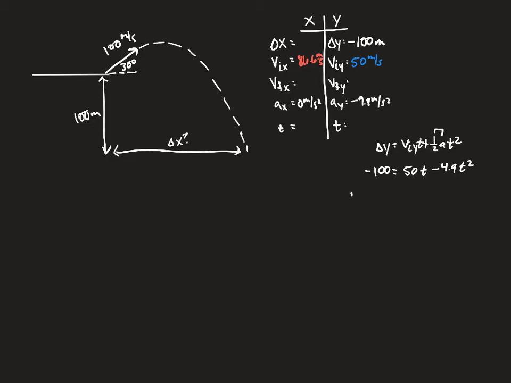Because if I do that, I get 4.9t squared minus 100 equals 50t. And I did that last time because I knew I was going to be able to divide by t and cancel one of them out. But I can't do that now because I've got this minus 100 sitting there. So where do we go from here?